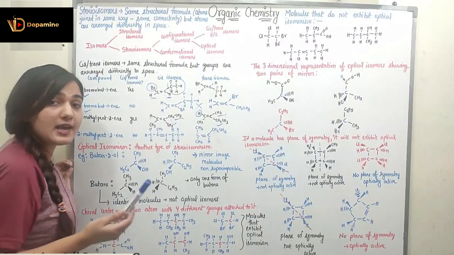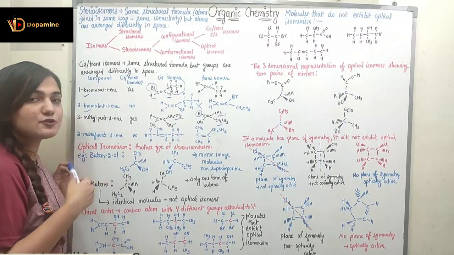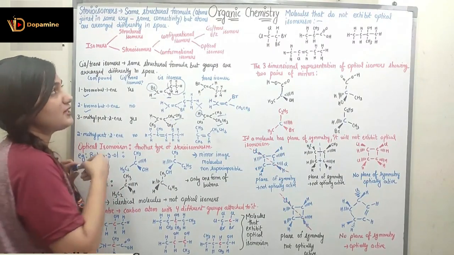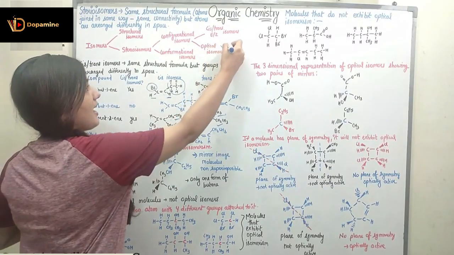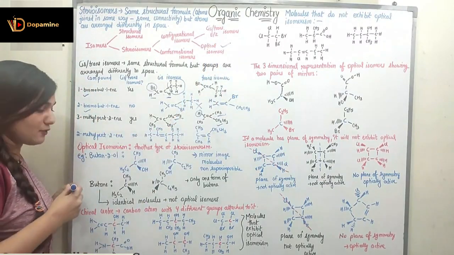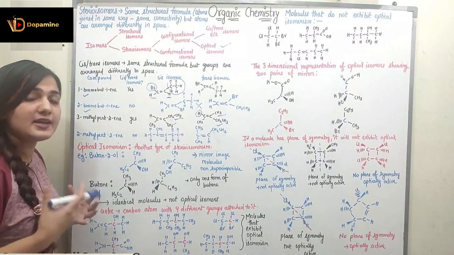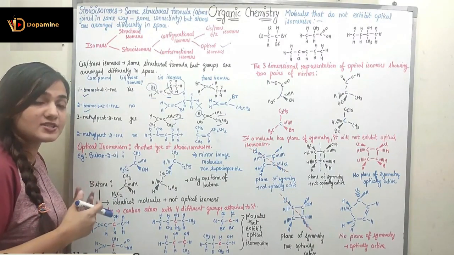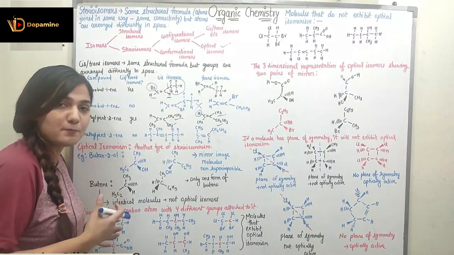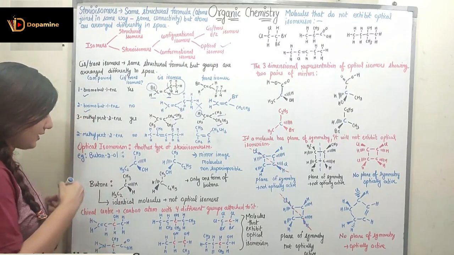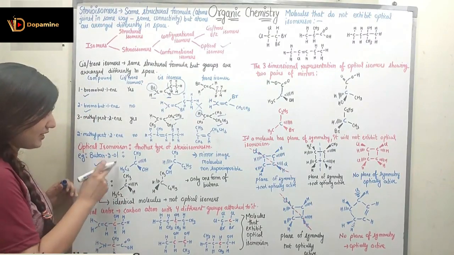Coming to the optical isomers. So what is optical isomerism? It is another type of stereoisomerism. So here we have the optical isomerism that we are going to discuss. Here we have the mirror image structures. The mirror image structures which are non-superimposable are the optical isomers. So here let's take the example of butan-2-ol.